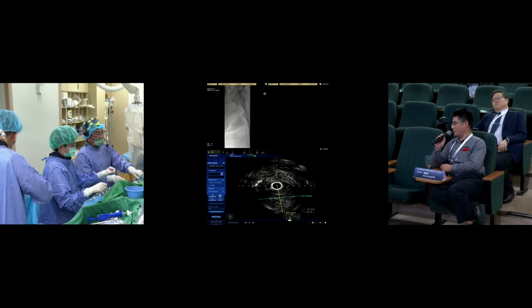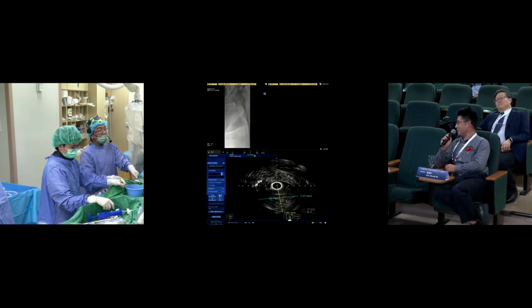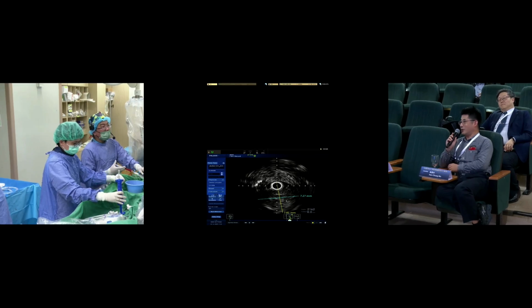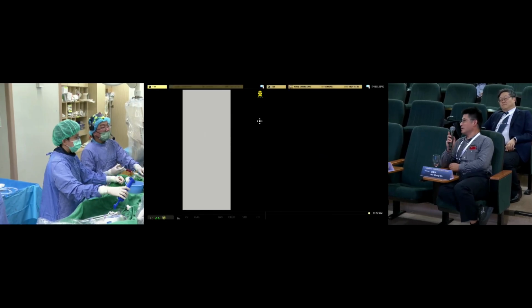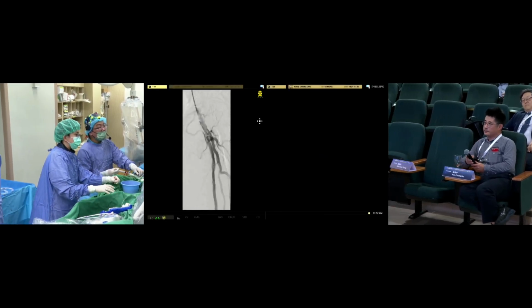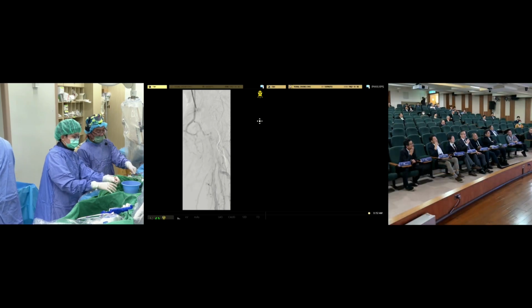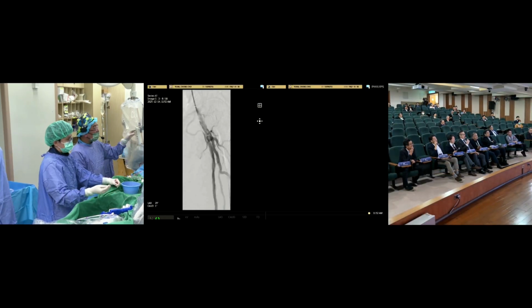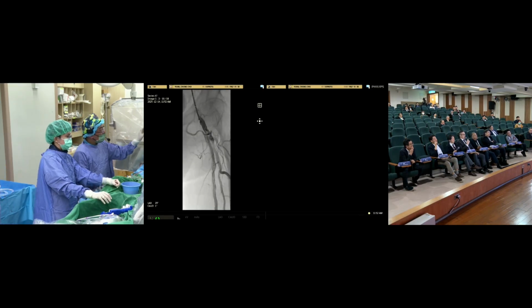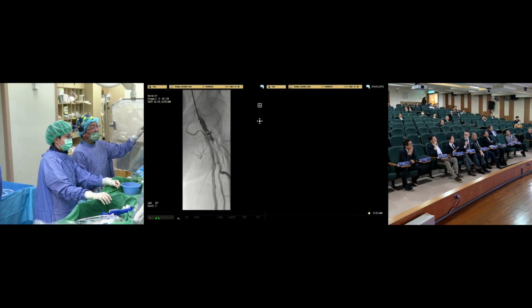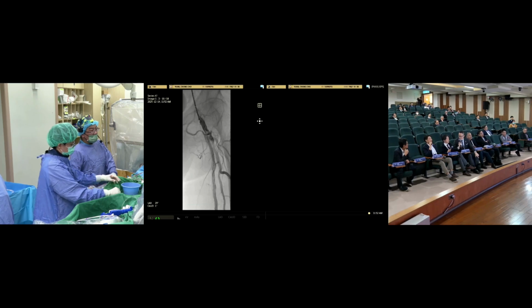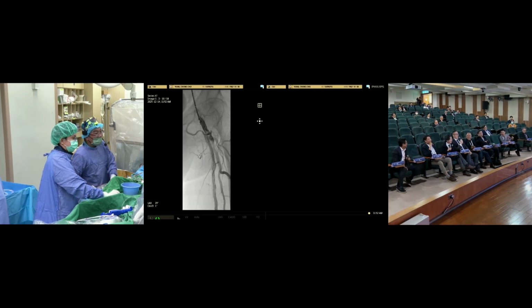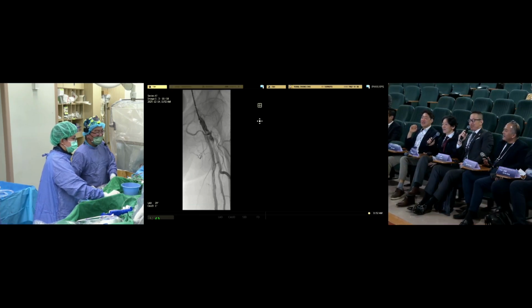I will dilate with a 4 mm balloon first and then check the angiogram again. Okay. And the angiography here, it seems to be a little bit dissected. It's a challenge for us to deal with. So what's your suggestion, Soga Sensei? Put the stent. Yeah, an easy choice.